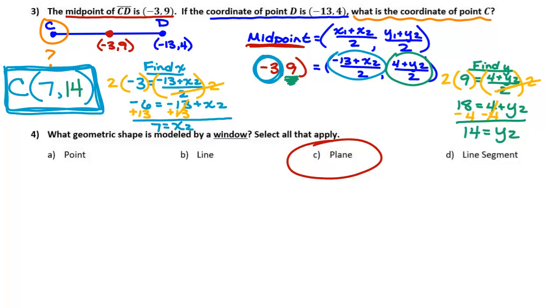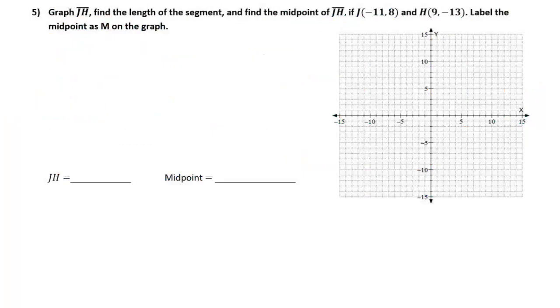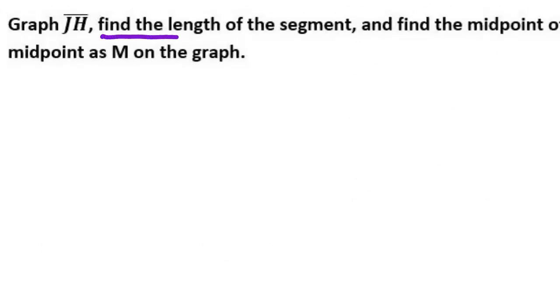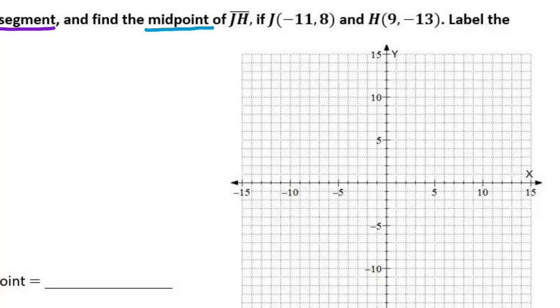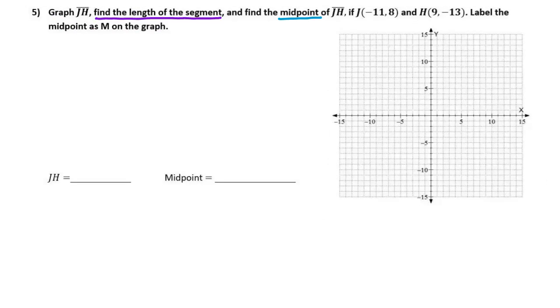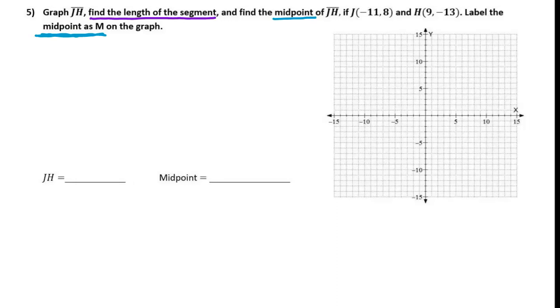And then number 5. We had a problem like number 5 on the skills check. This was like problem number 2 on your skills check, almost exactly. We're going to graph segment JH. We're going to find the length of the segment. We're going to find the midpoint of the segment. And then we will label the midpoint as M on the graph. Whenever you graph line segments, every single piece has to be labeled if it has a label.